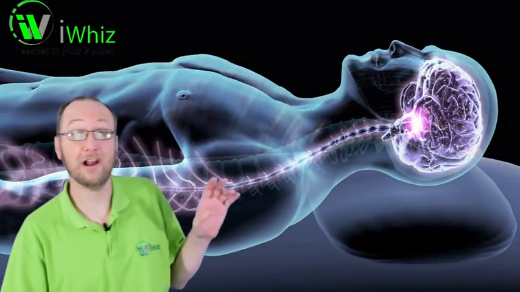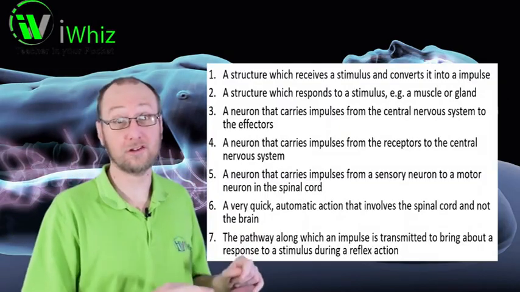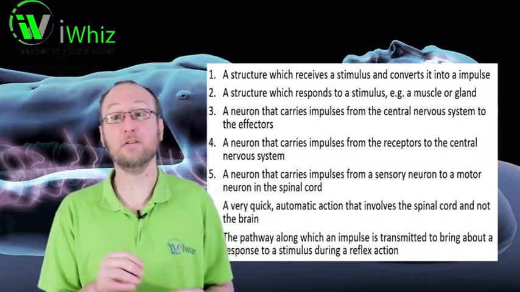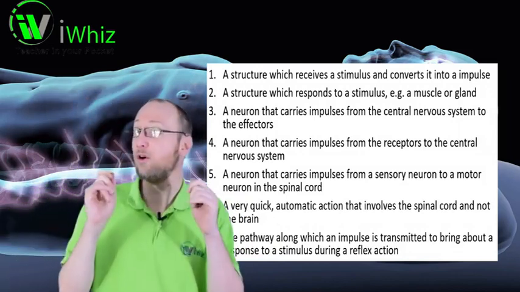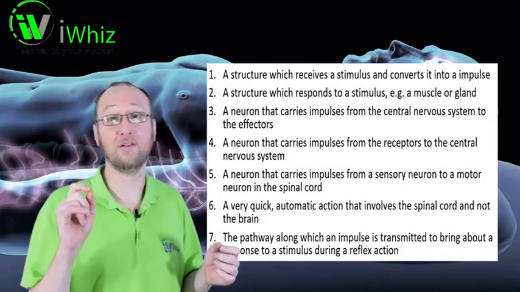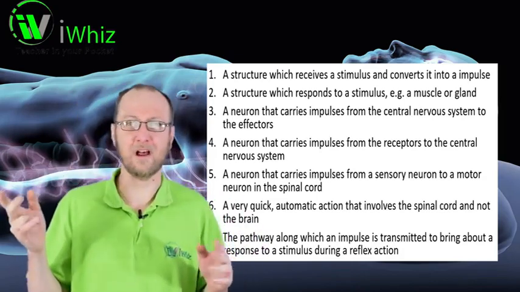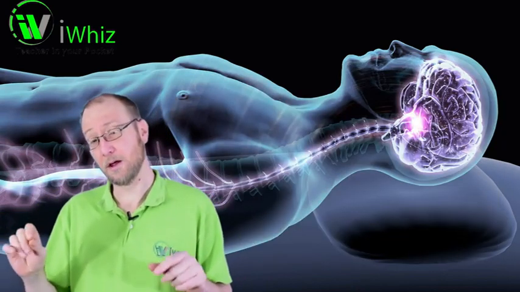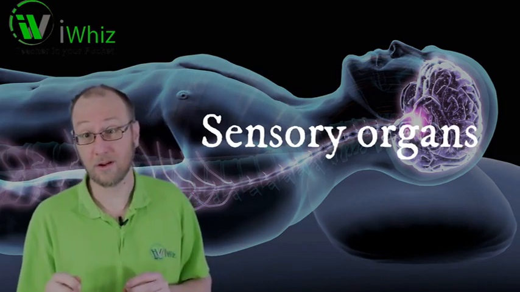Okay, so on this slide, question 1 says, and they're asking you for definitions here, obviously. A structure which receives a stimulus and converts it into an impulse. What do we call one of these structures or one of these organs? Like our eyes, ears, our tongue, our nose. What do we call those? Okay, they are sensory organs.